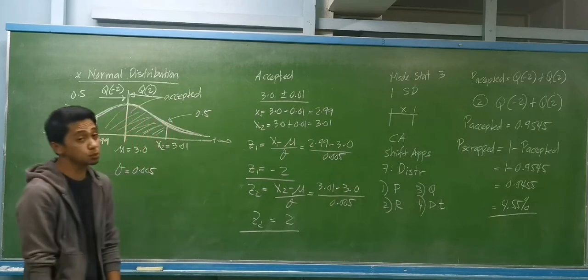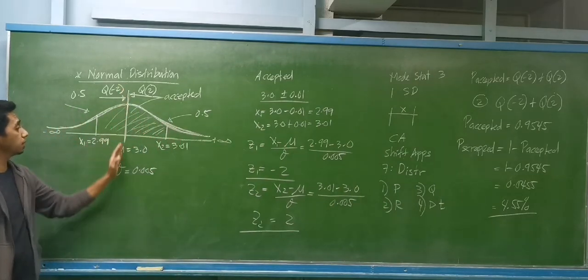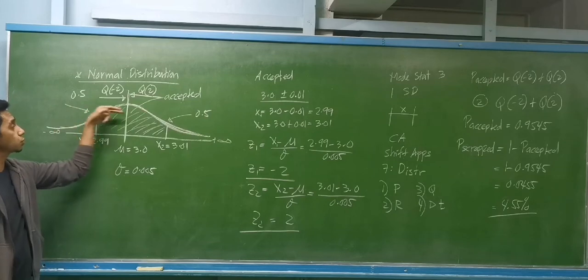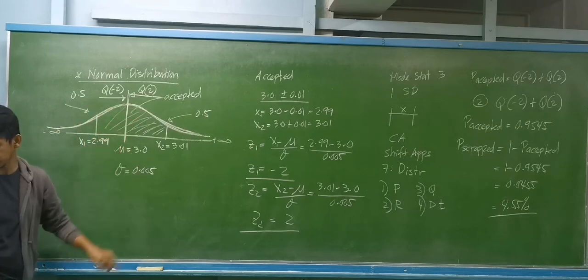Okay, the same mode stat. When the area is near the mean, use Q, which means the area towards the mean.